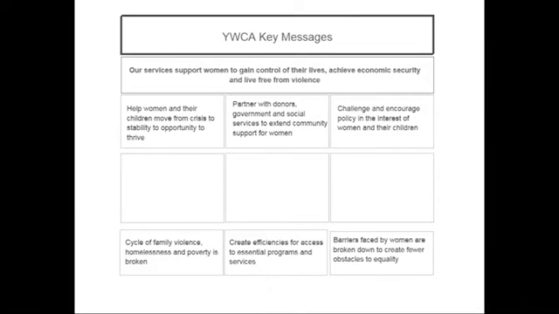So why is that important? The cycle of family violence, homelessness, and poverty is broken. The second key message: partner with donors, government, and social services to extend community support for women. And the benefit is it creates efficiencies for access to essential programs and services. So the first message's benefit is breaking a cycle of family violence and poverty. The second message is efficiency. So there are different ideas with different benefits. And then the third message is challenge and encourage policy in the interest of women and their children, and this is to build a more equal society. So you can see how these are different concepts, but each message has a clear benefit that is attached to it.